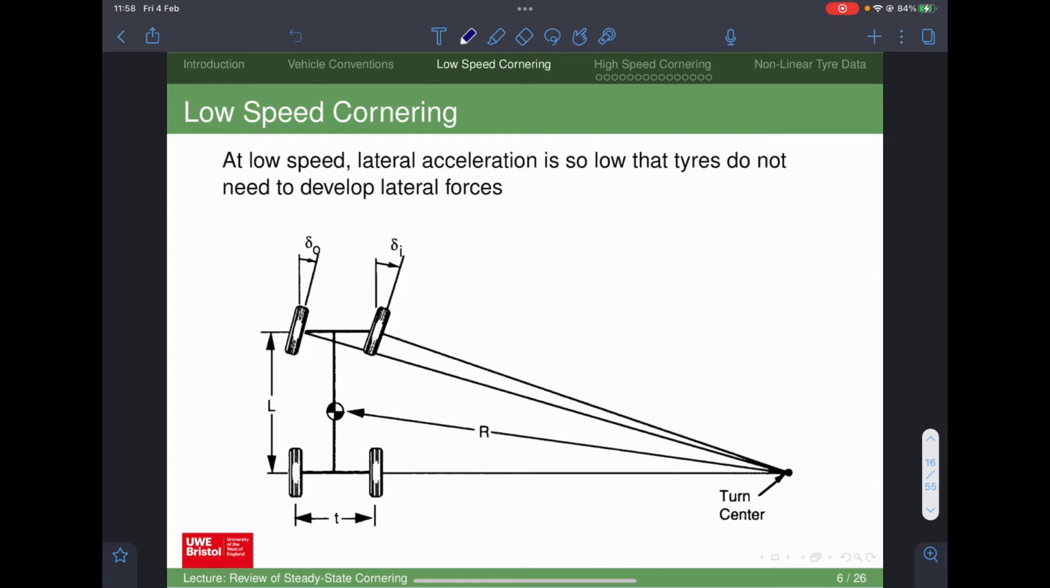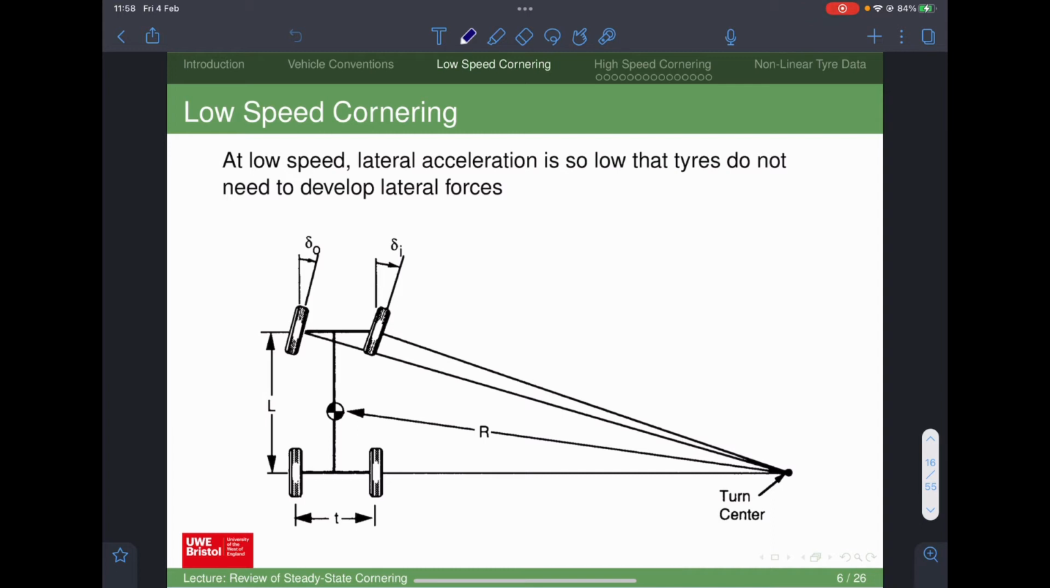And you can see that when you're low-speed cornering, the radii that the front two wheels will track around are different, depending on whether you're on the inside or the outside. So here we've got delta I and delta O, in and out. You can see that those angles are slightly different, and that's due to the fact that the radii from the turn centre to those wheels are different.